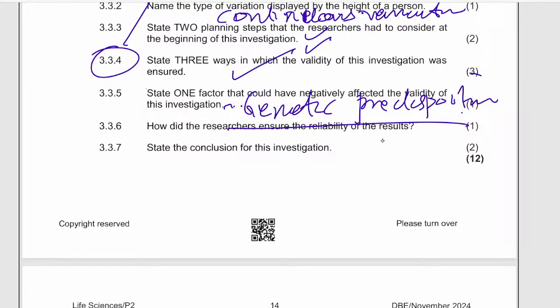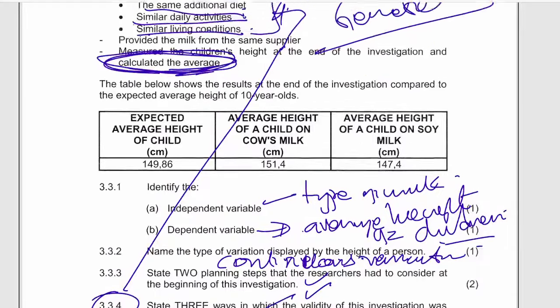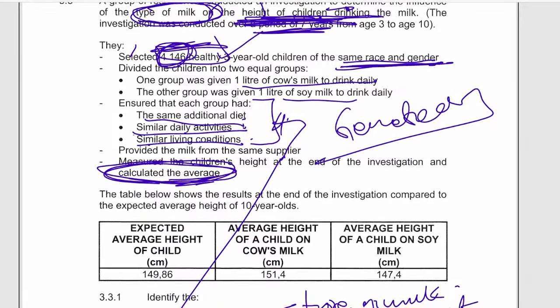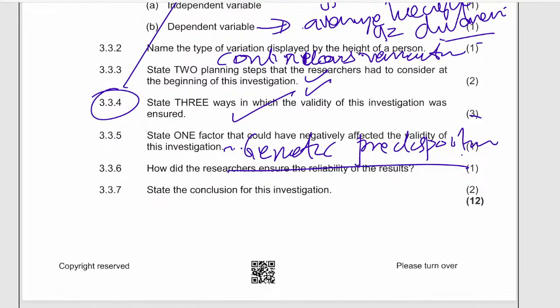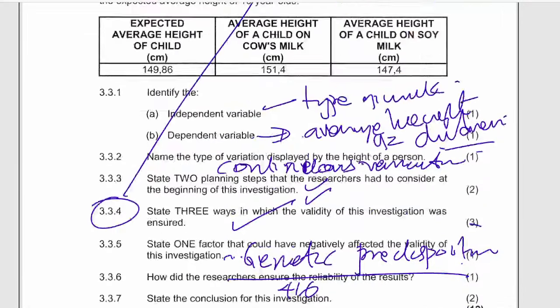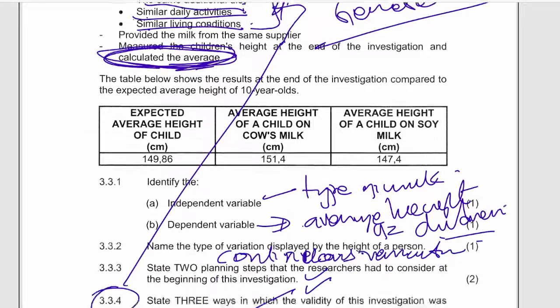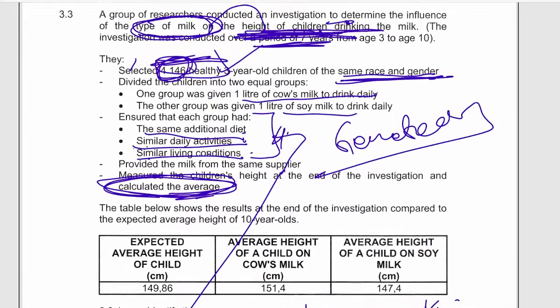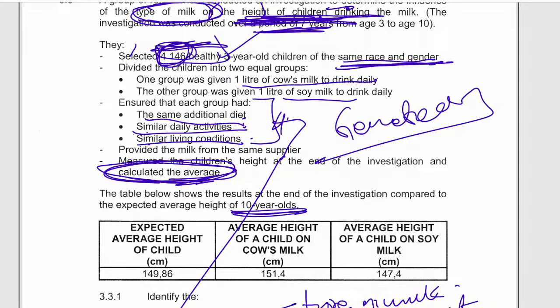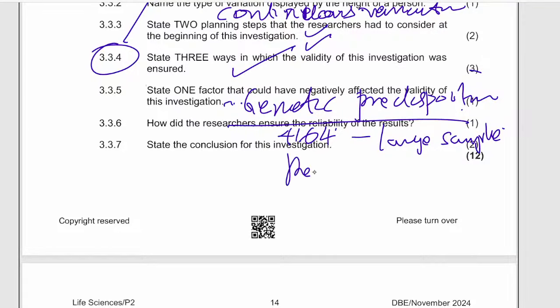How did the researcher ensure reliability of the experiment? The researcher used a large number of individuals. You see here, 4,164. Guys, you answer these things in past tense because the questions are being asked in past tense. So the researcher used 4,164 individuals, meaning that this is a large sample size of children. Then number 2, the researcher repeated the experiment over a period of 10 years.